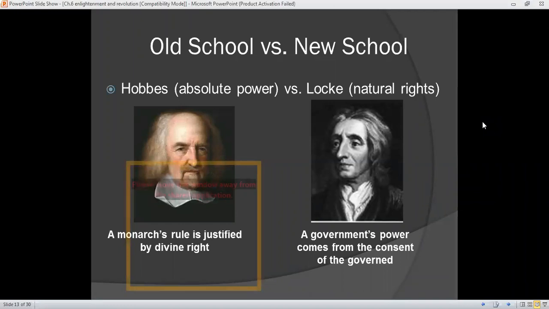Now, Hobbes was an old writer who went with the idea of absolute power, that the country should be ruled by one person. This person should have all the absolute power in his hands, because the more power is divided, the weaker the country will be.